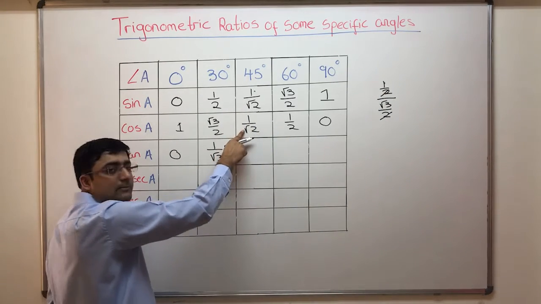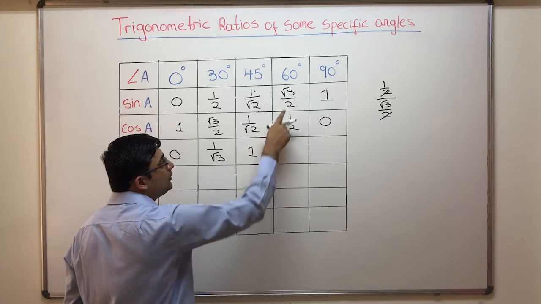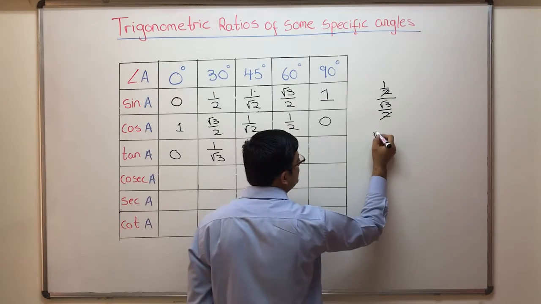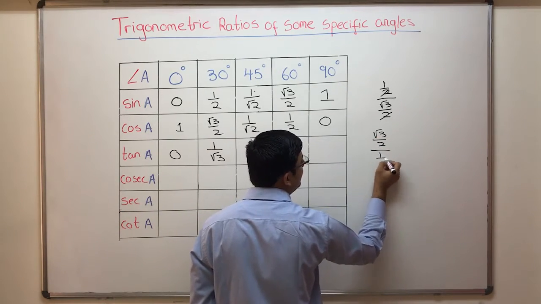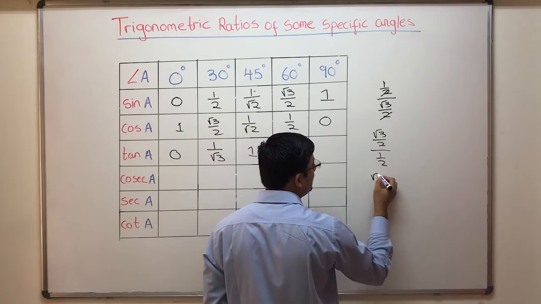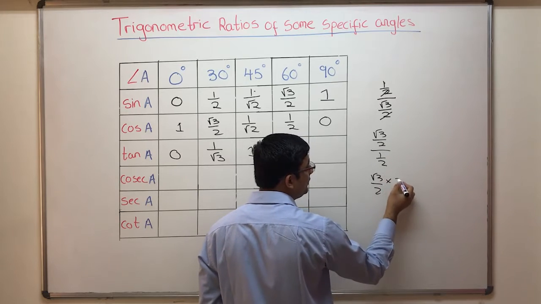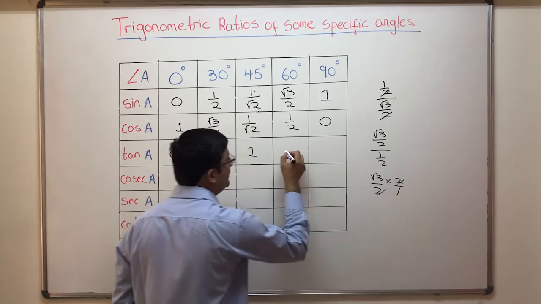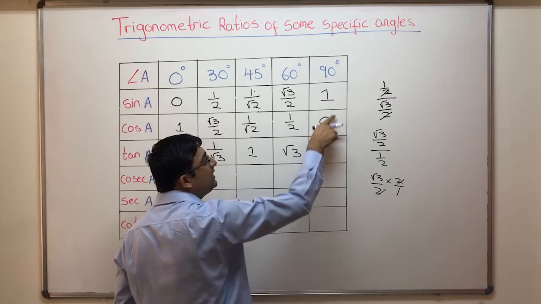Then 1 by root 2 divided by 1 by root 2, 1. Root 3 by 2 divided by half. If you're comfortable cancelling, do it over here. Else, this is nothing but root 3 by 2 into reciprocal of this, 2 by 1. So root 3. Then finally 1 divided by 0.